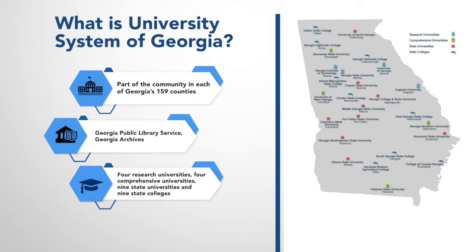What is the University System of Georgia? The USG is part of the community in each of Georgia's 159 counties. The USG governs our institutions and the Georgia Public Library Service and Georgia Archives. The USG is comprised of 4 research universities, 4 comprehensive universities, 9 state universities, and 9 state colleges. The USG does not include the technical colleges in Georgia.